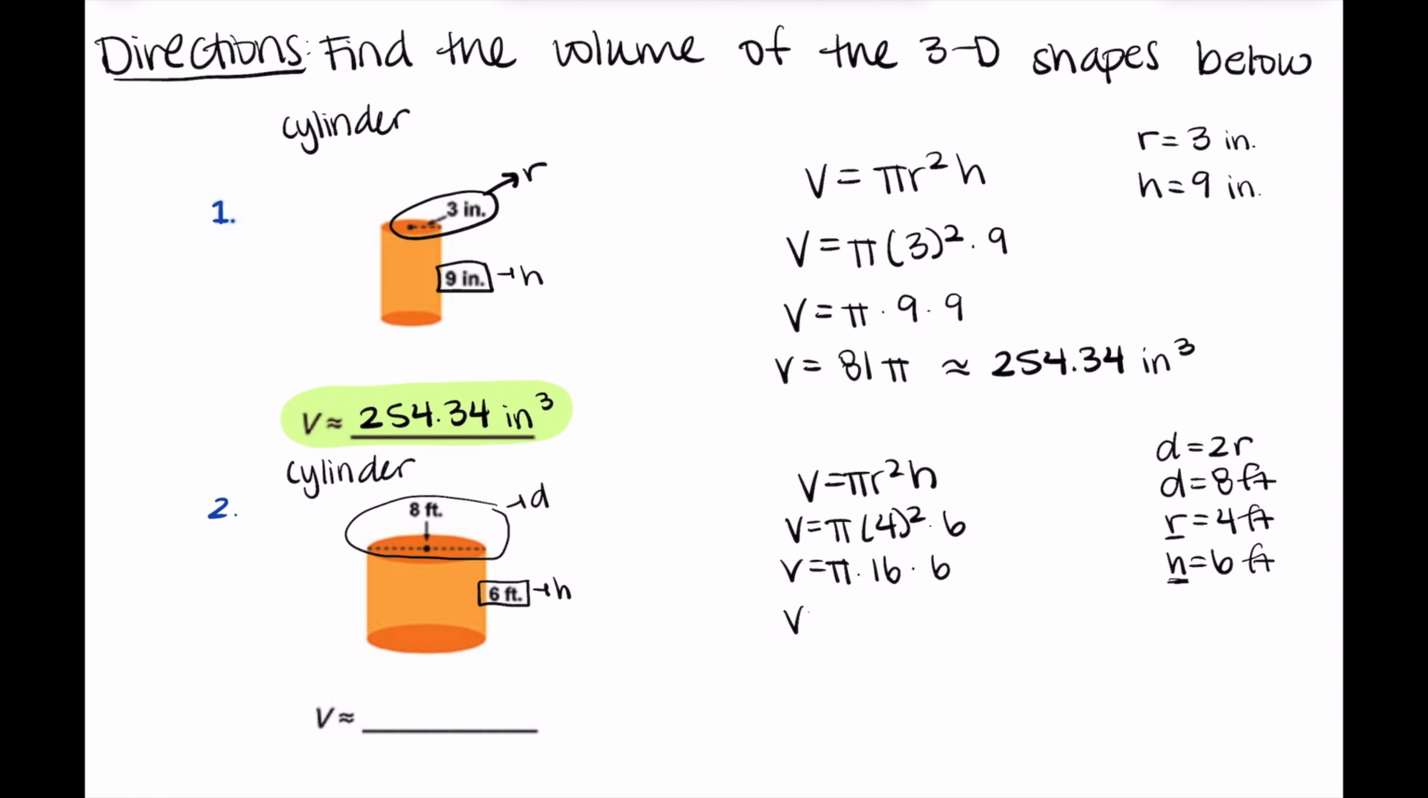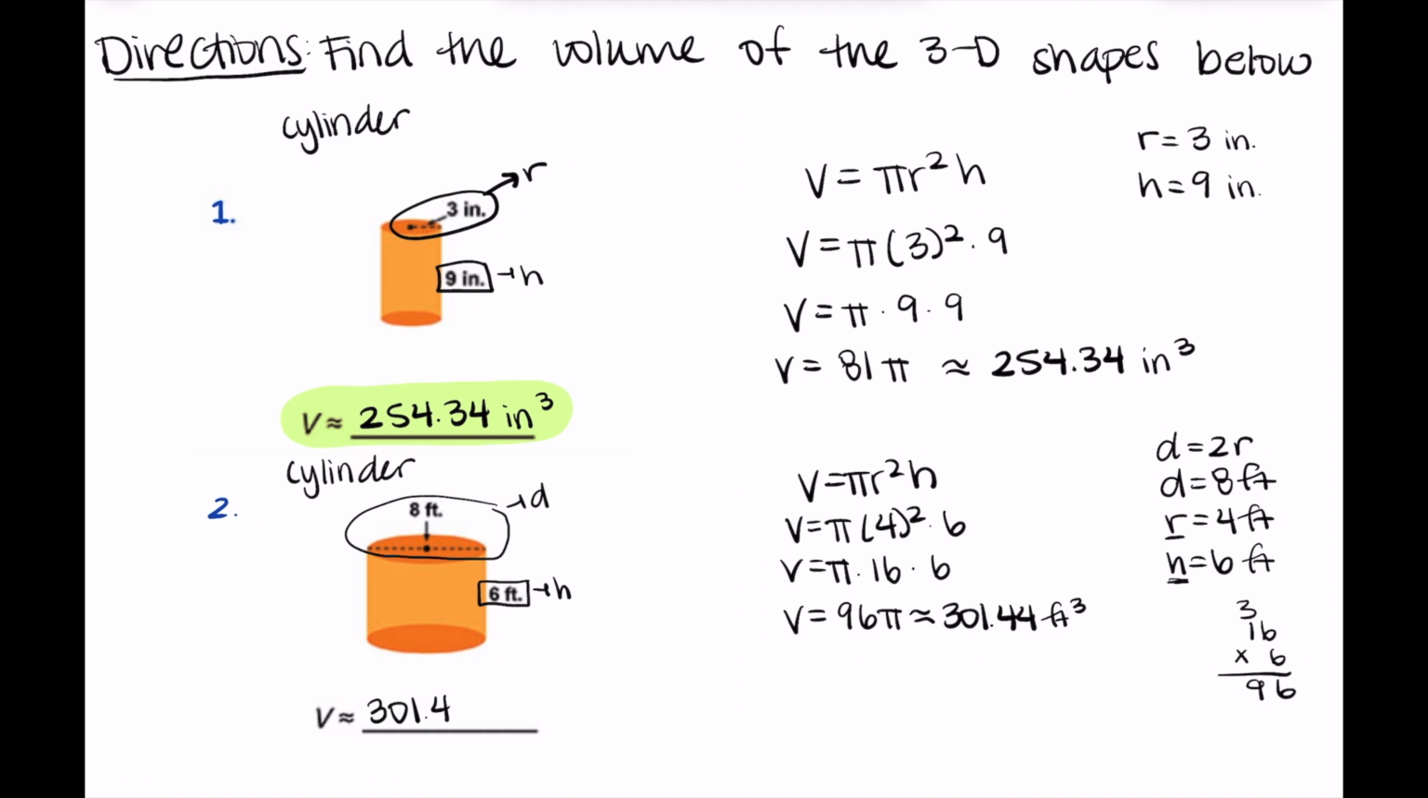So we'd have V equals pi times 16 times 6. And we'll do 16 times 6 on the side here. When we do that, we get 96. So our answer is 96 pi. And when we approximate pi to be 3.14 and we multiply by 96, we end up getting 301.44 feet cubed. Again, remember, units are always cubed for volume.